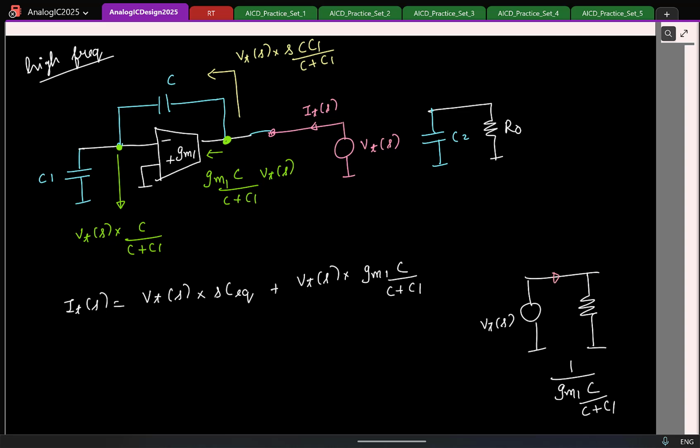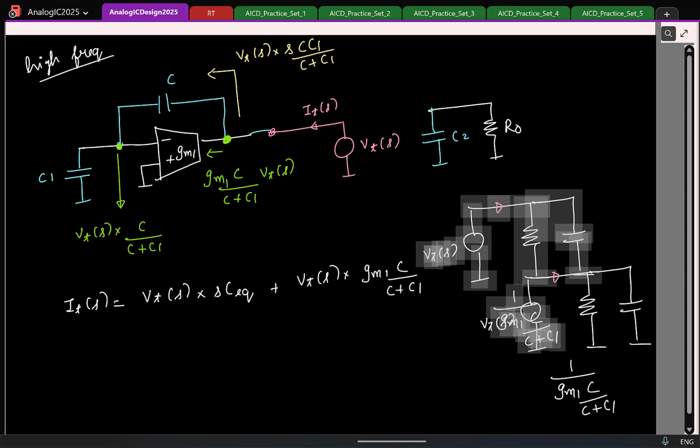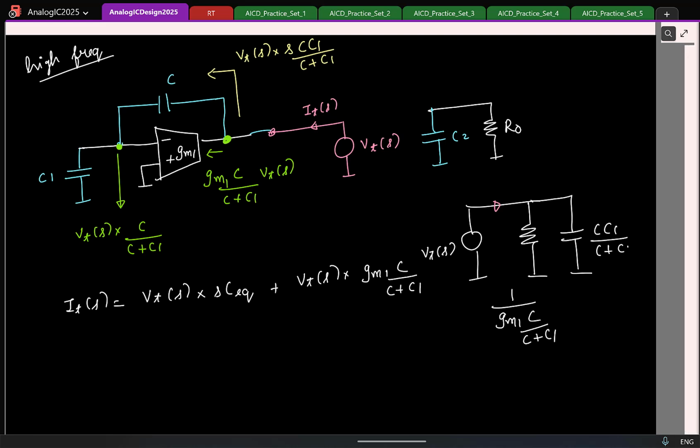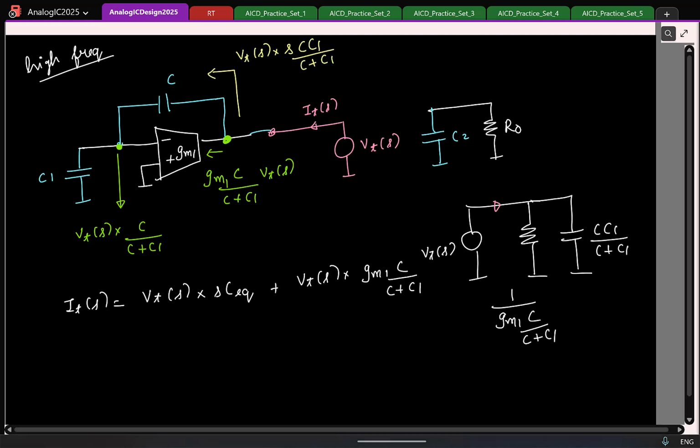This is my test current. Test current has two parts. This part is taken care of by this, and I should take care of this part of the current. How will I do that? What should I add in parallel? What is the value of the capacitor? Yeah, C equivalent. And what is the equivalent capacitance? C1 by. So that is basically the looking-in resistance here.